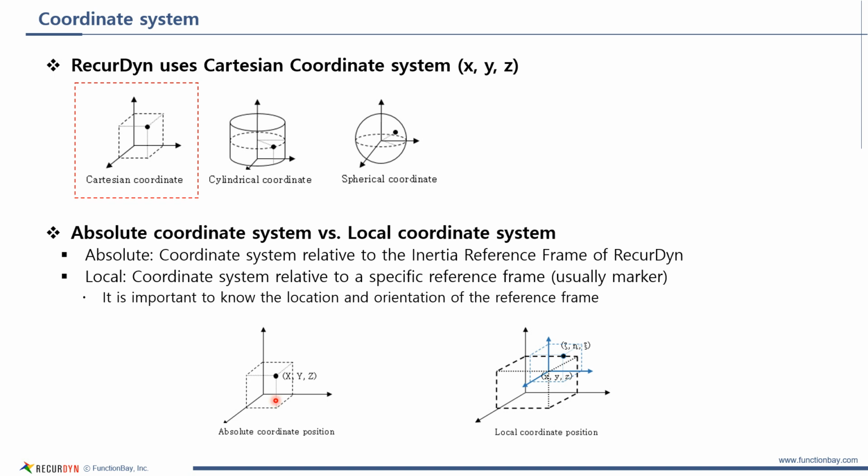Local coordinate system is relative to a specific reference frame, and the reference frame is usually a marker. This is also called relative coordinates. It is important to know the location and orientation of the reference frame. In this image, this vertex is 0, 0, 0, and this point is expressed relative to this vertex.